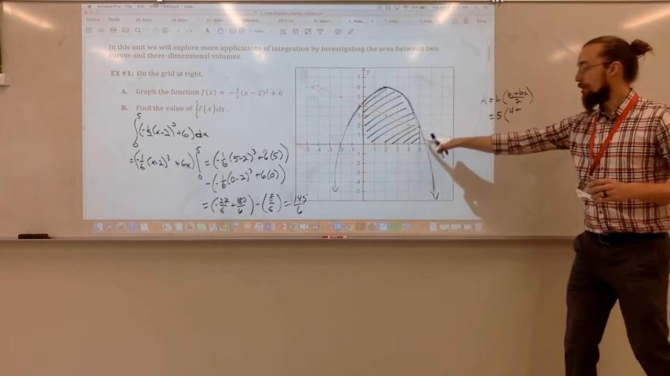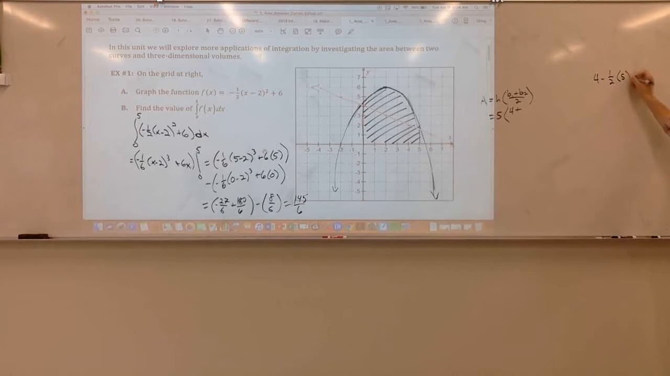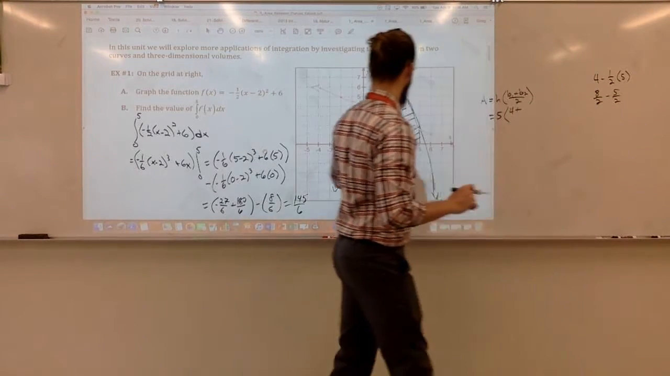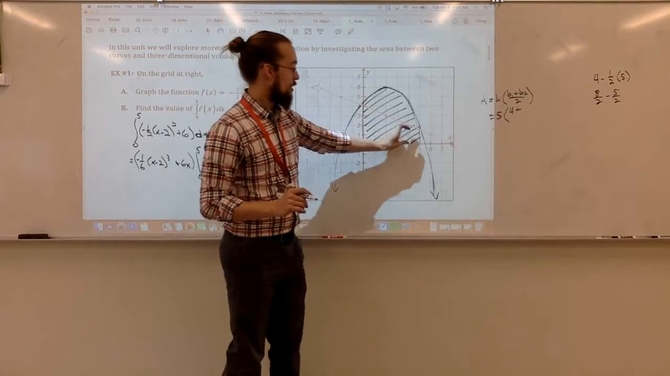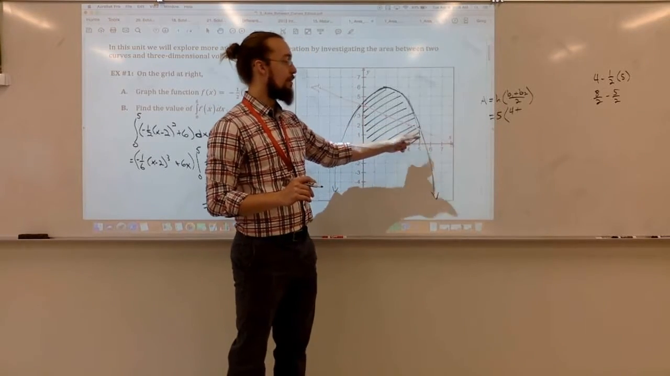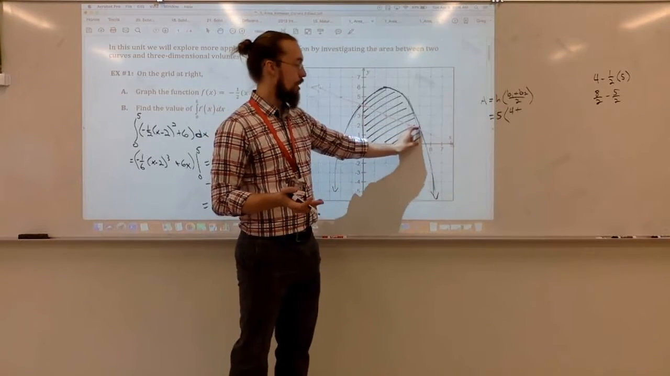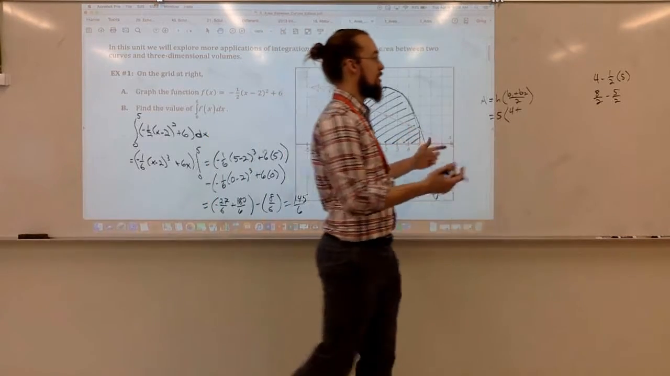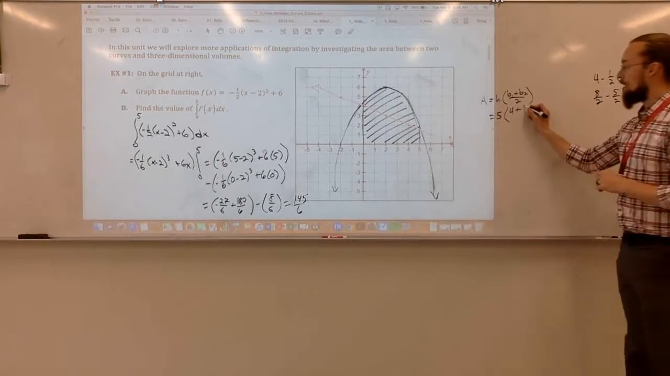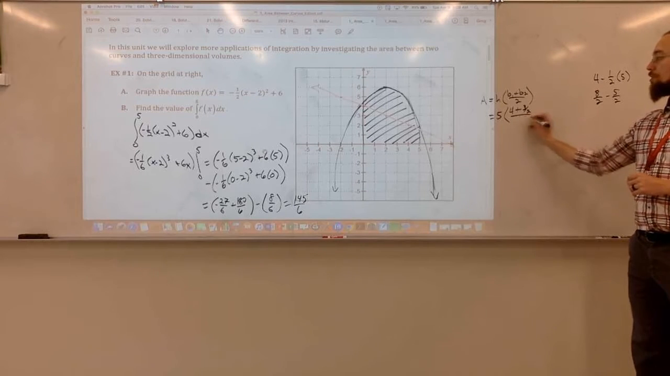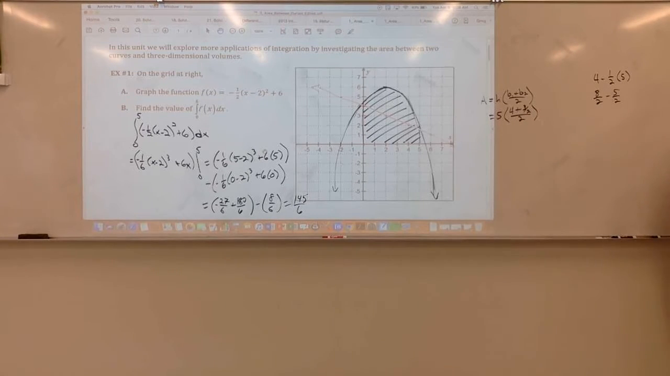So just plug in 5. So 4 minus 1/2 times 5 would be 3/2, right? So this would be 8/2 minus 5/2, 3/2. So we're just finding our two bases, right? This one's 4. And then to get this one, we would plug 5 into our function to figure out what that height is, which is actually the base. So we would get 3/2 for that second base.